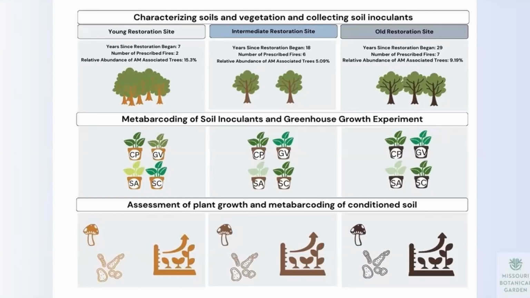Again, we characterized both soil properties and vegetative properties. Then we collected the soil and did the metabarcoding to see which species were in the soil. We also used that soil to do a whole inocula experiment where we planted 4 herbaceous species in each soil type and looked at their growth and development. Then, because plants influence the soil and soil influences the plants, we metabarcoded this conditioned soil to see how the conditioned soil varies from the original inocula soil, which could have implications for long-term restoration success. If you're adding plants, it's going to change the microbial community.